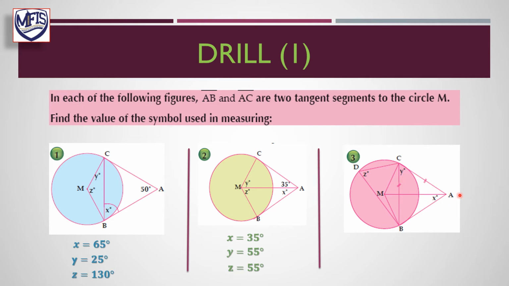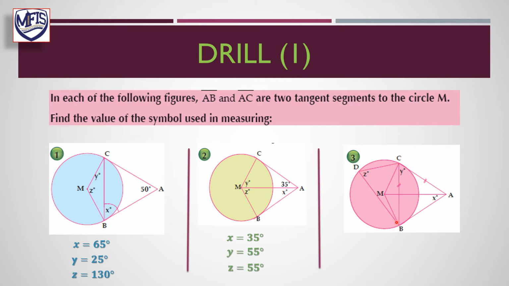What about x? I know that AM bisects angle A and the measure of angle A equals 60. Then x equals 30 degrees. Now I have the value of x and the value of y. What about z, the measure of angle D?